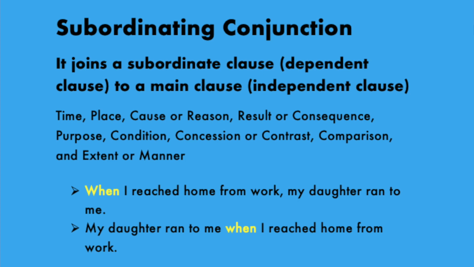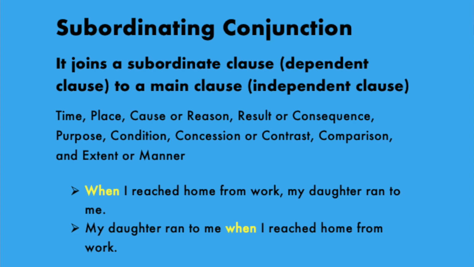"I reached home from work." Okay, it's a complete sentence. But if I say, "When I reached home from work," you will ask, "Then what happened?" So you see the sentence isn't complete. Thus, this becomes a dependent clause or subordinate clause. So the word "when" is called a subordinating conjunction. If we add an independent clause to that sentence, like, "When I reached home from work, my daughter ran to me." Now it's a complete sentence.